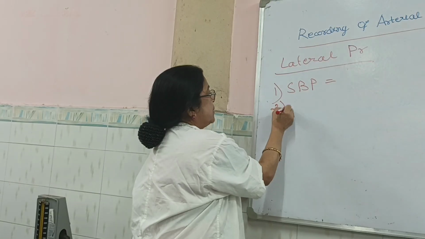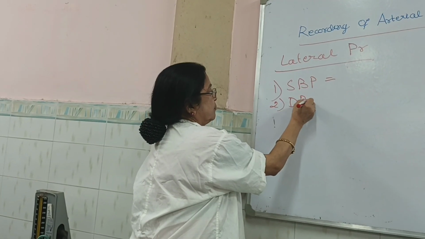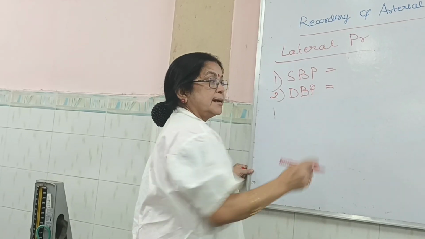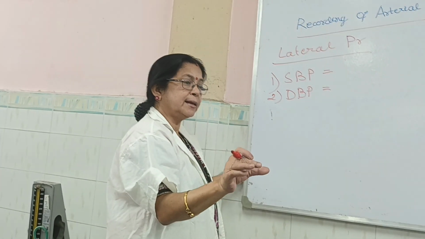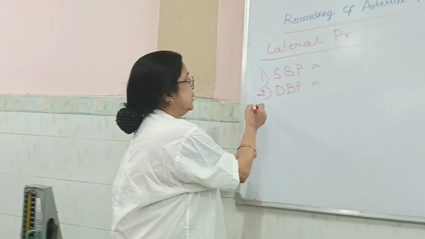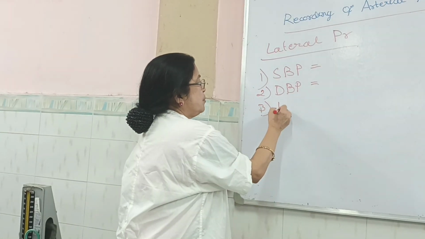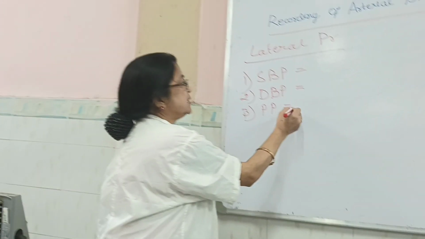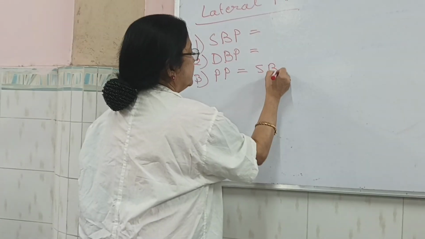Now, diastolic blood pressure is the lowest pressure recorded in the cardiac cycle. There will be many cardiac cycles, but the lowest pressure recorded will be the diastolic blood pressure. Now, pulse pressure. Pulse pressure is the difference between the SBP and DBP.